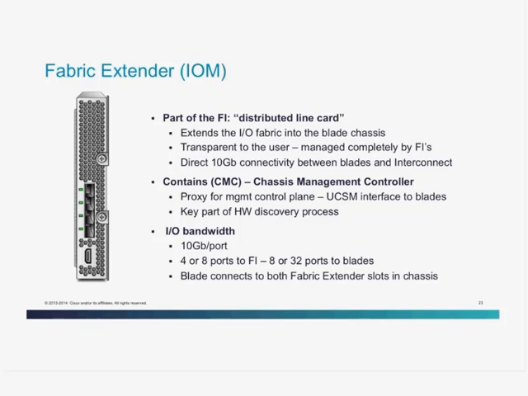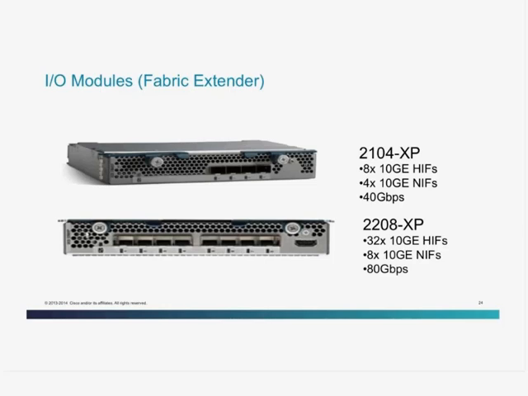And either 8 to 32 ports to your blades. So we'll speak about the different I/O modules. I'll cover that going ahead. So yeah, here's the contrast slide. The first generation of I/O modules, the 2104s, these had 8 into 10 gig HIF ports.